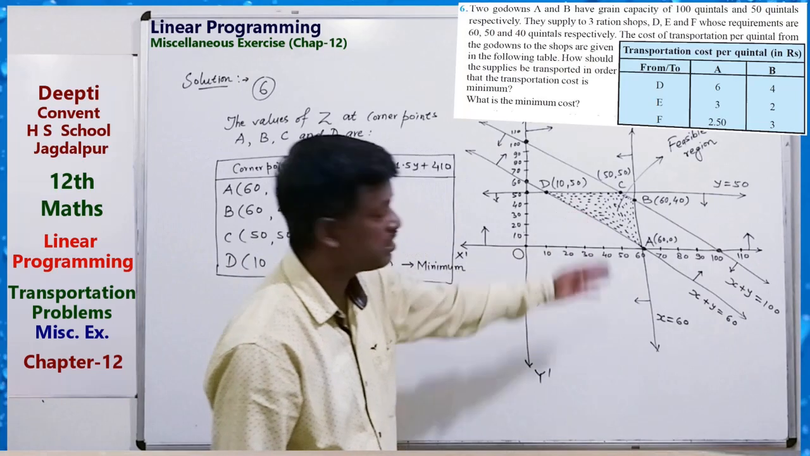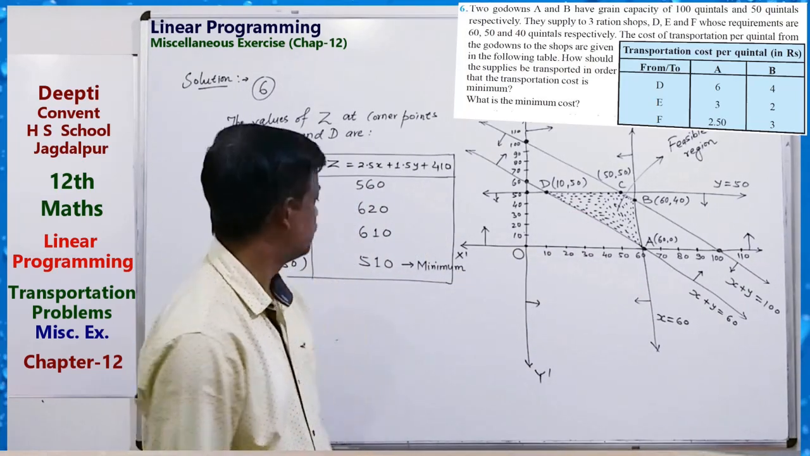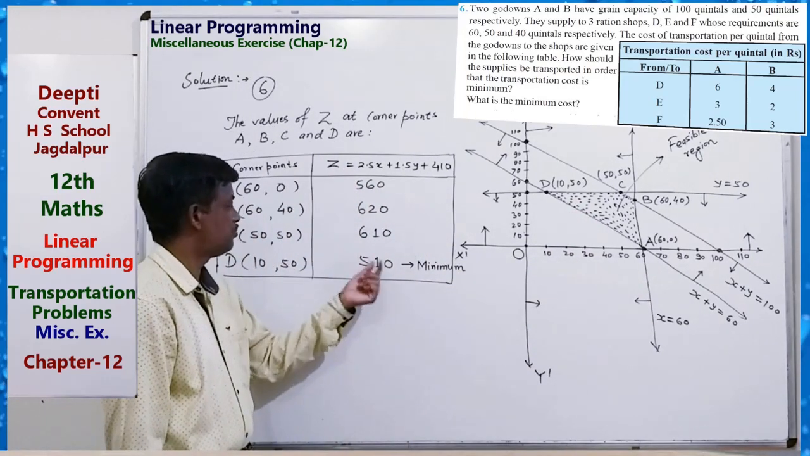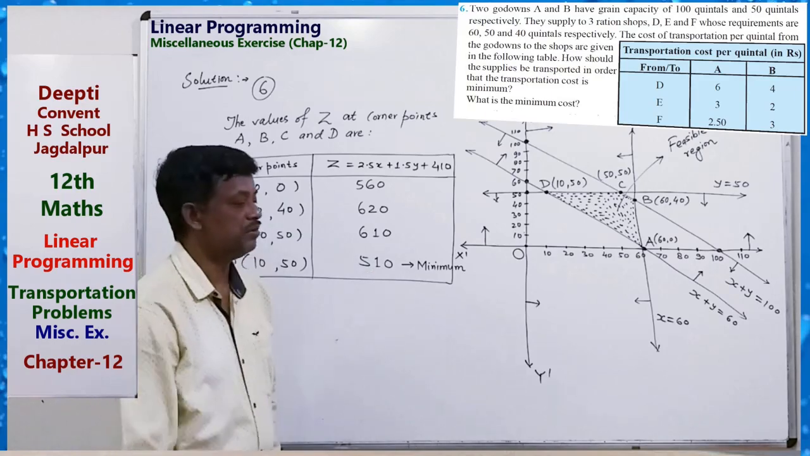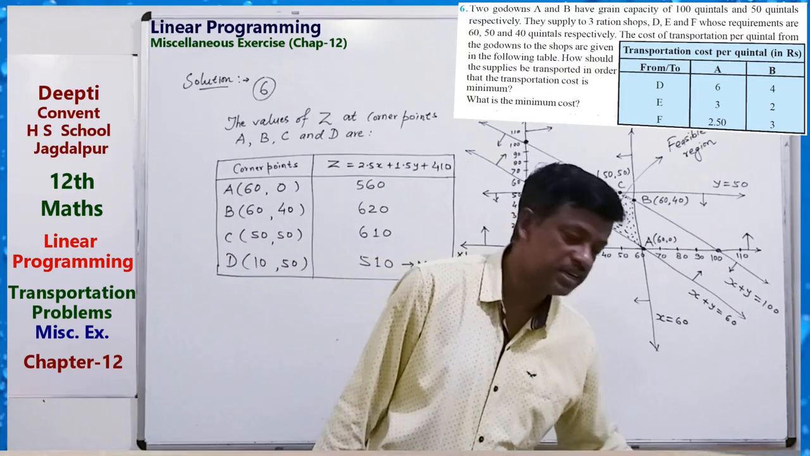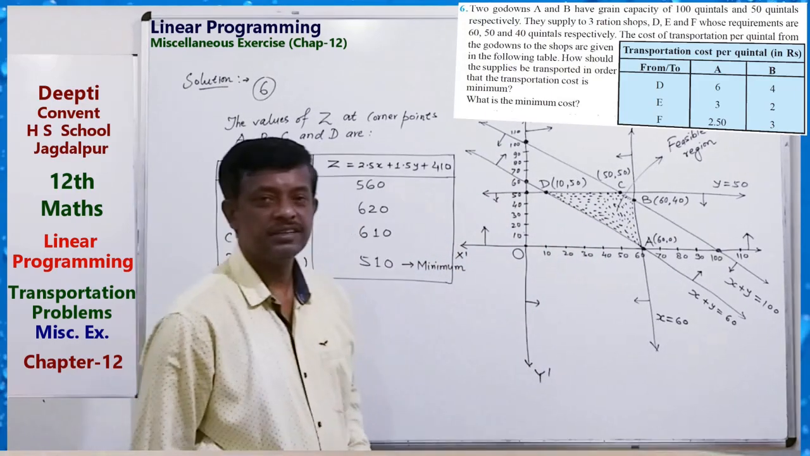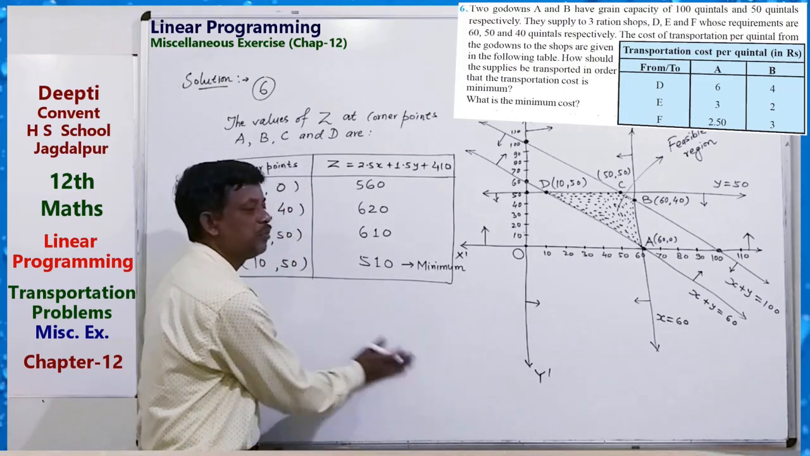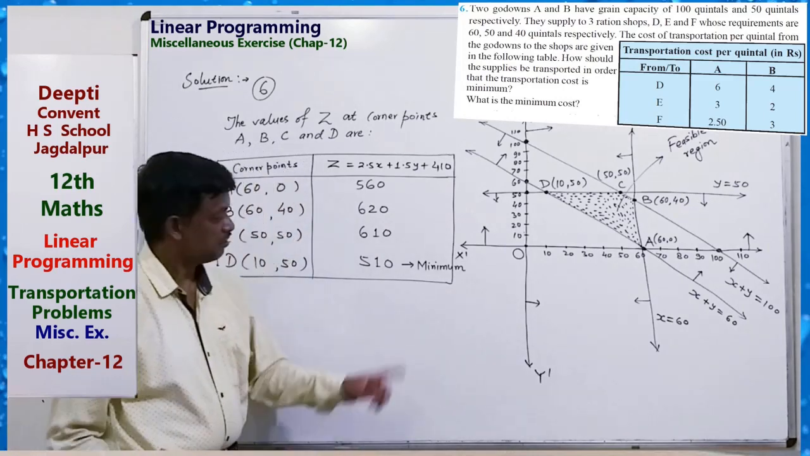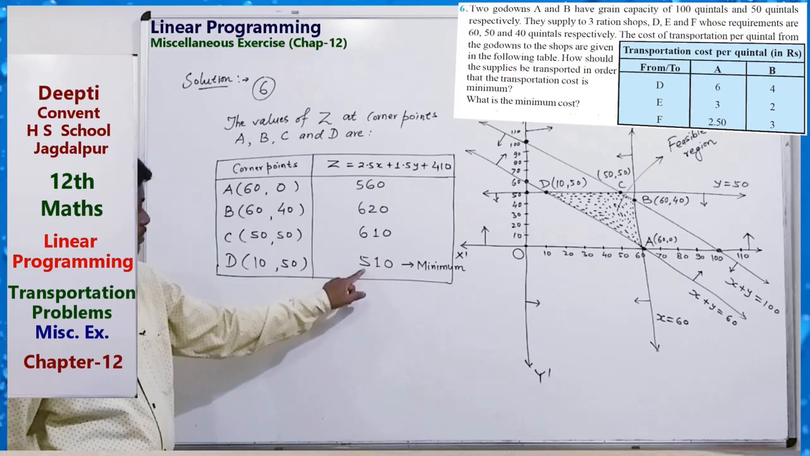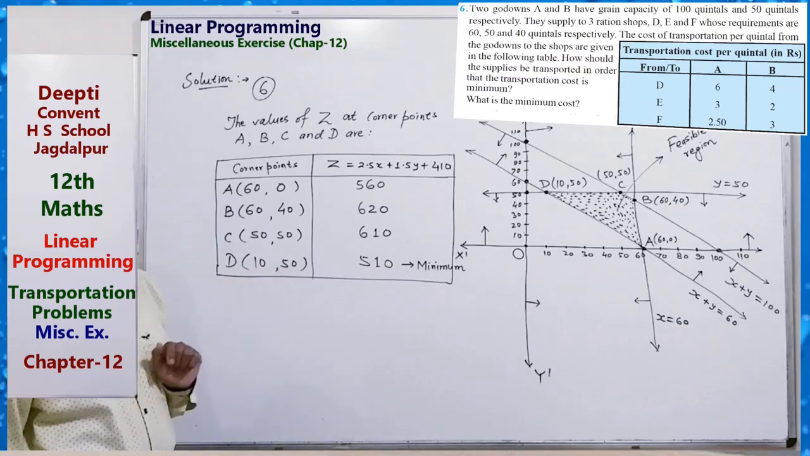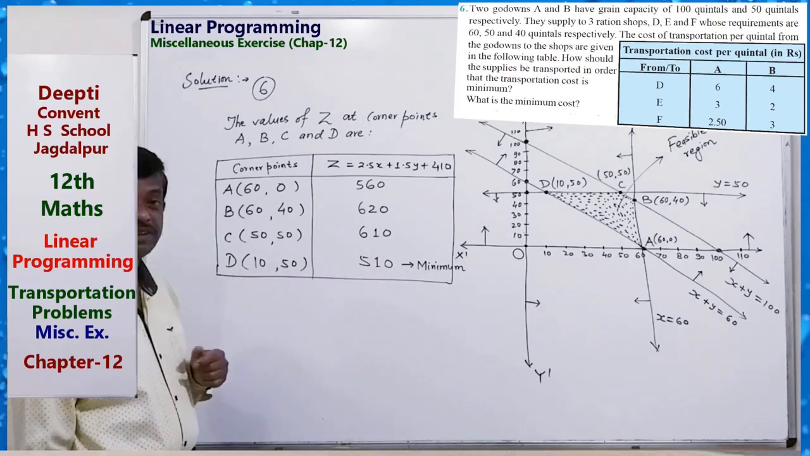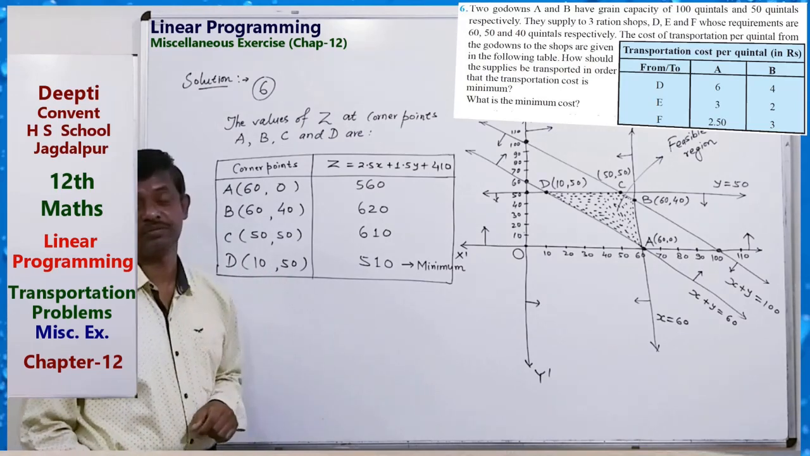Because the region is a bounded region, z equals 510 is the minimum value. That is, the minimum value of z is 510 at the point 10 and 50. 10 and 50 means x equals 10 and y equals 50.